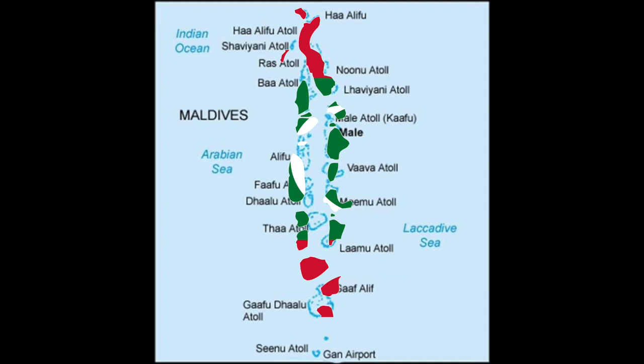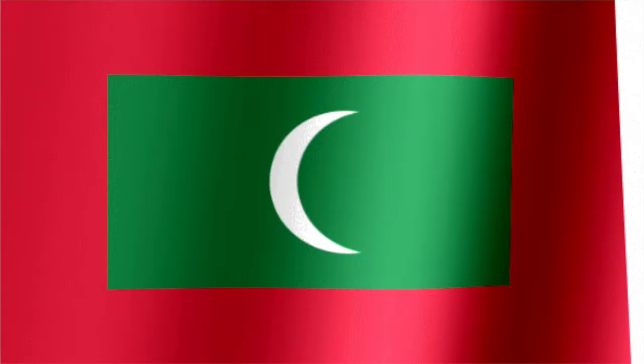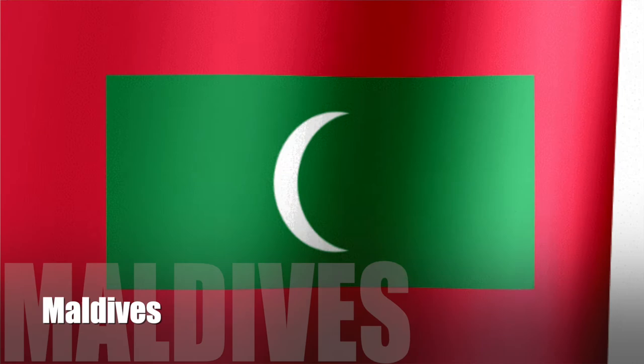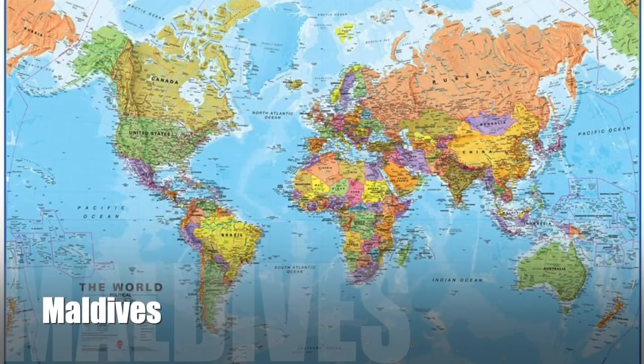Sounds pretty neat, huh? Now let's take a closer look at the Maldivian flag. This nation's flag consists of a white crescent on a green panel surrounded by a wide red border. The Maldivian national flag has a green panel with a white crescent. This is to symbolize the national religion, Islam, as well as progress, prosperity, and peace.